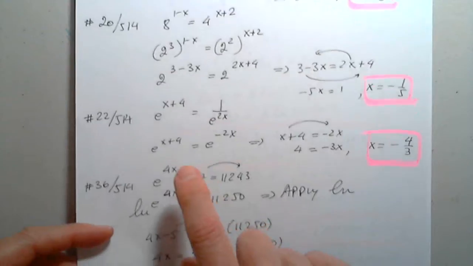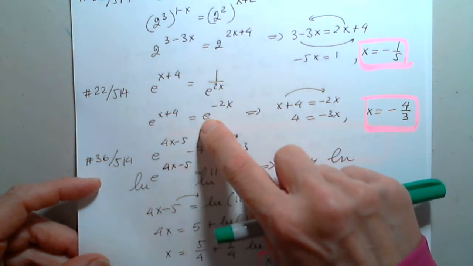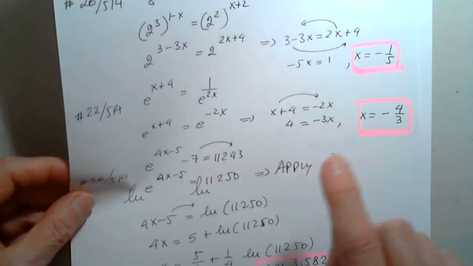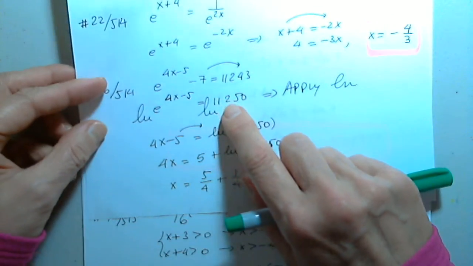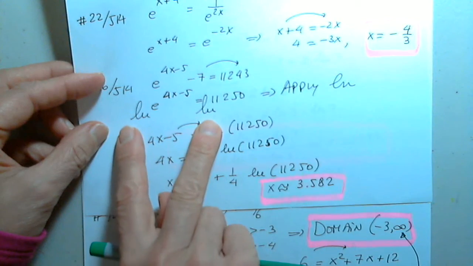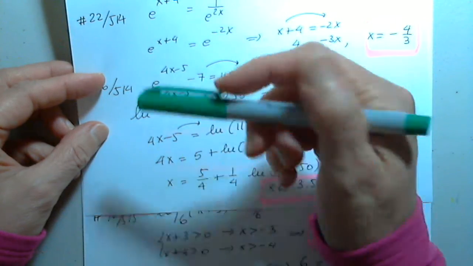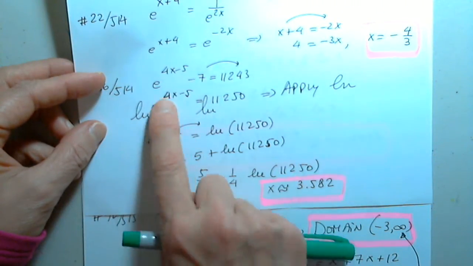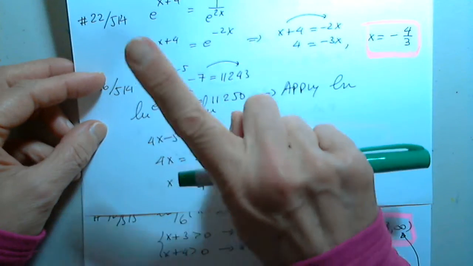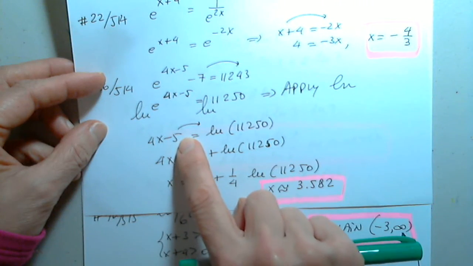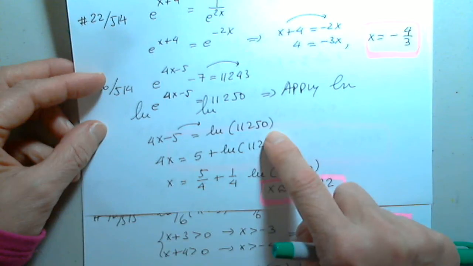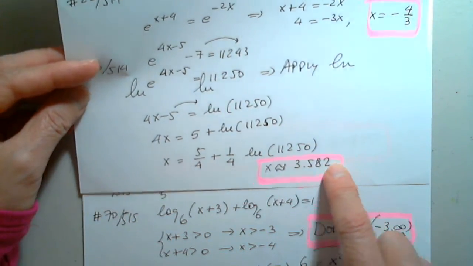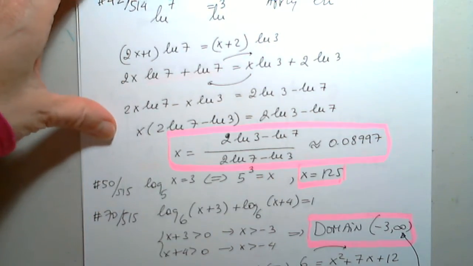Same thing here, change this into e to negative 2x, same base, same exponents. Here, we cannot do the same thing. We have to add 7, and then we have to apply natural log to both sides. Why natural log? Because I see the base e here. I bring down the power, 4x plus 5, natural log e is 1. That's why it disappeared from here. And the natural log of 11,250. I have to add 5 and divide by 4. That's what I did, and I approximated it, plugging this in the calculator.